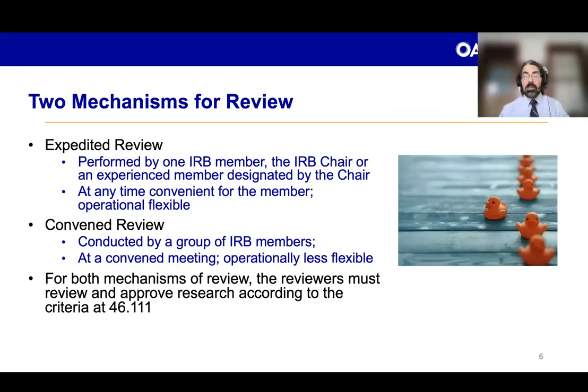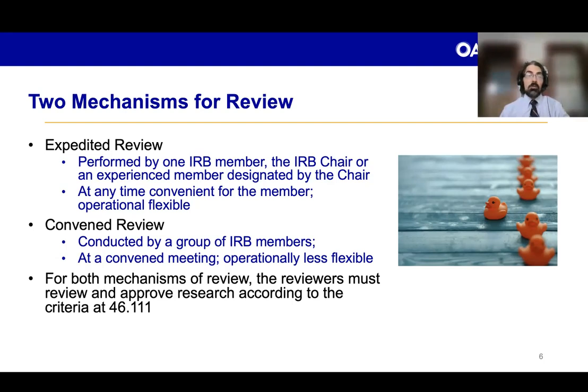Research that is minimal risk and fits within a designated expedited review category can proceed through expedited review. All other non-exempt research must proceed through a convened or a full board review. The regulations tell us that the IRB chairperson can perform expedited review, or he or she can identify other IRB members who are qualified to perform this review and delegate that duty to them.